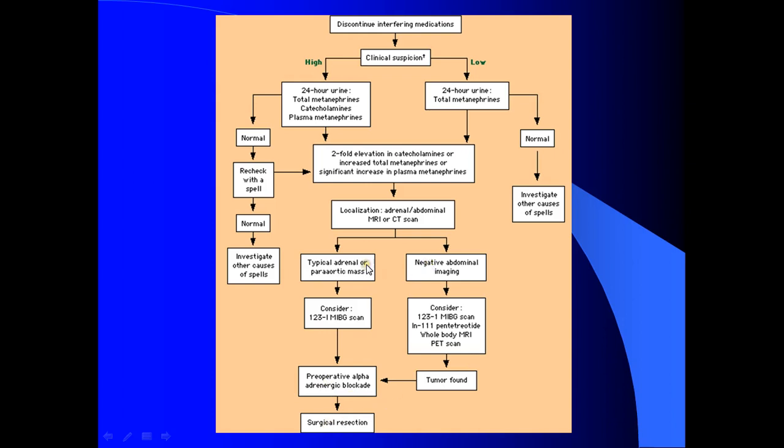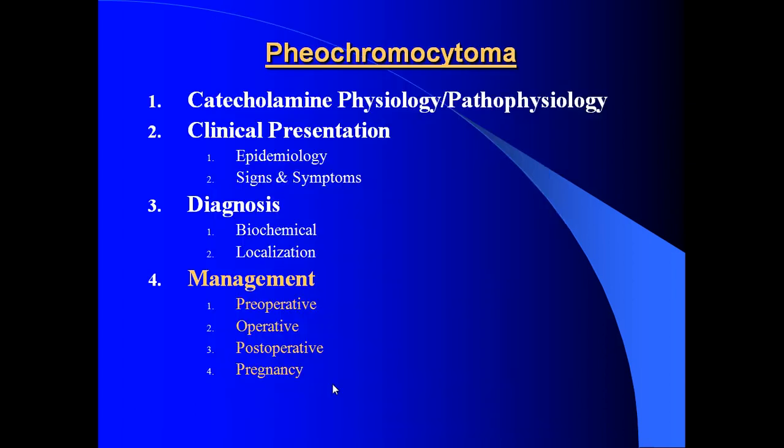You did an imaging scan, it was a CT scan, it was negative. So what will you do next? You will consider either the MIBG, octreotide, or whole body MRI, PET scan, whatever is available at your setting, and then you will look for the tumor. So you look at the whole body for it, and if you find a tumor, then you go for the preoperative alpha and beta blockade, and then go for the surgery.